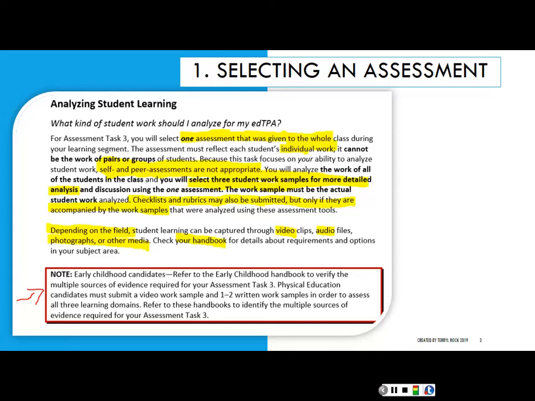So let's talk about what kind of assessment you need. First of all, you're to choose one assessment that's given to the whole class. Now, one of your condition codes says that it has to be given to the whole class, and if it's not, you get a condition code. And some people take that way too literally.